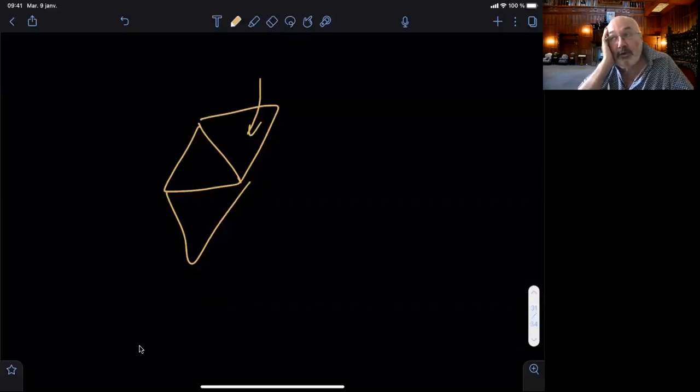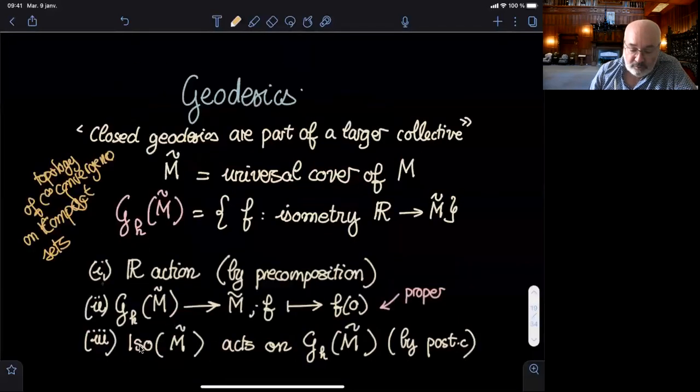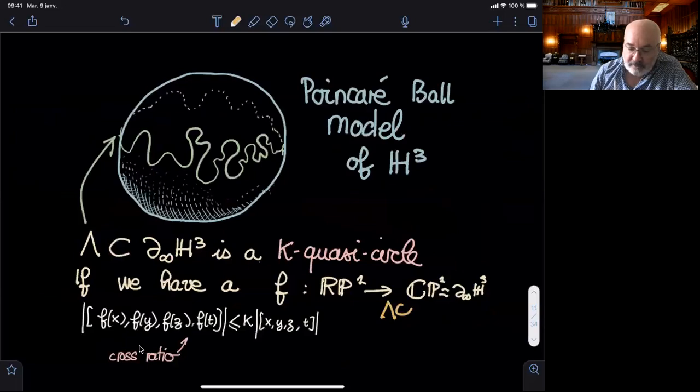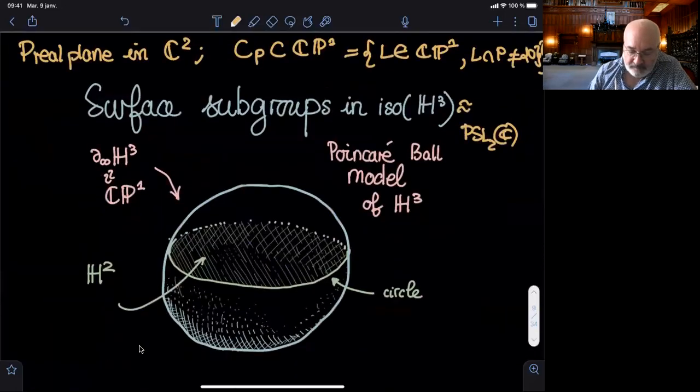Is there a good way to see that the correct normalization bound was G log G? Yes, there is one way to do it. One way is to remark, so maybe we should go back to the Kahn-Markovic result, because it started there.